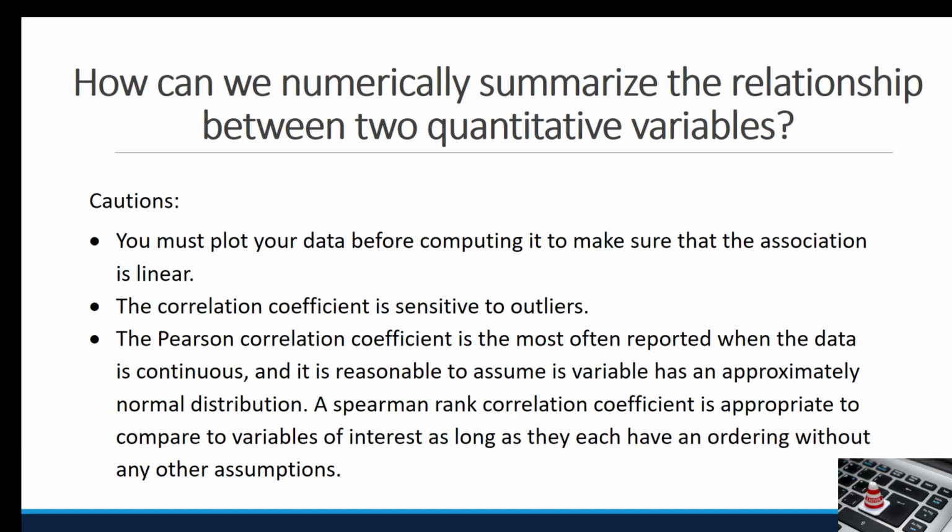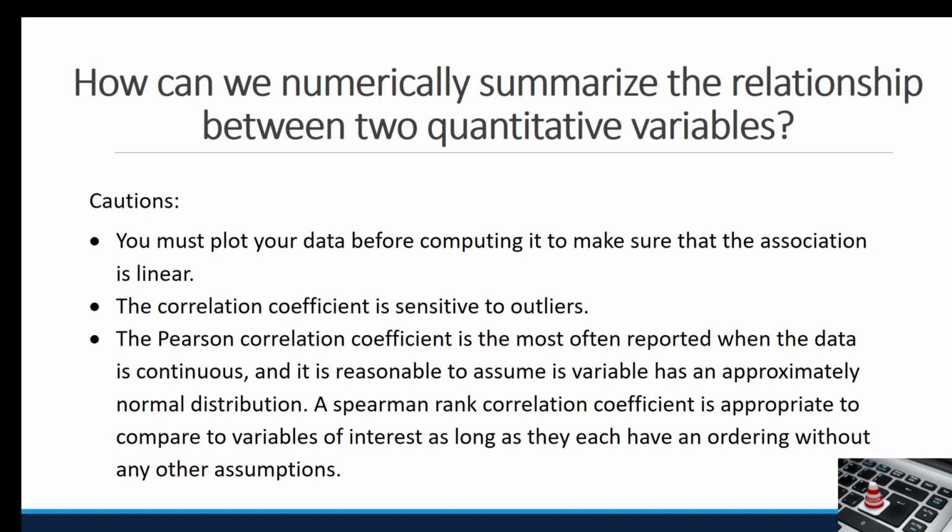Cautions. The correlation coefficient is only a valid summary when the association is linear. You must plot your data before computing it to make sure the association is linear. We should always plot our data. The correlation coefficient is sensitive to outliers. And again, you should plot your data to see if there are any outliers. Recall that an outlier is an observation that lies outside the overall pattern of the other observations. Another way to determine if a point is an outlier with respect to a numerical summary is to remove it and see if the point would substantially change the results of the calculation.